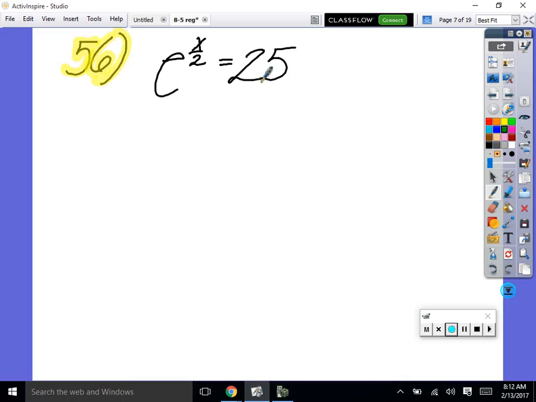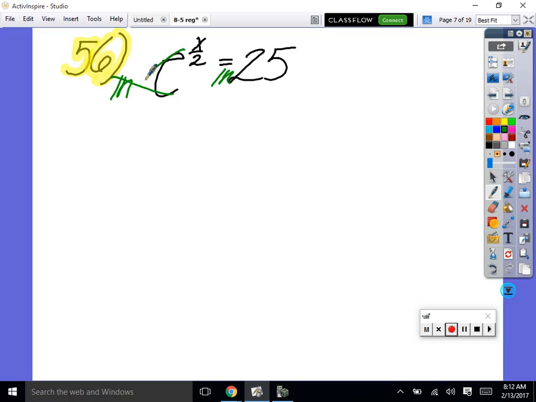Okay, 56. So it says solve for x. So solve for the variable. So the first thing you do is isolate the base. So look, it's isolated. Nothing is multiplied to the base. Nothing is added or subtracted to the base. So now we're going to undo the base. What undoes e? ln. So we're going to ln both sides of the equation.